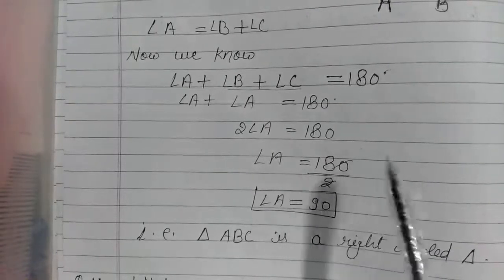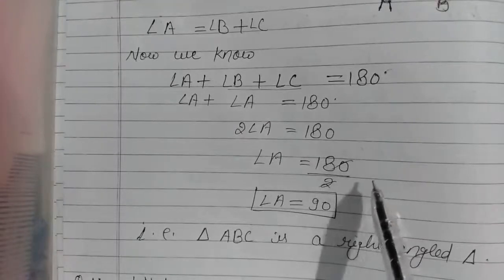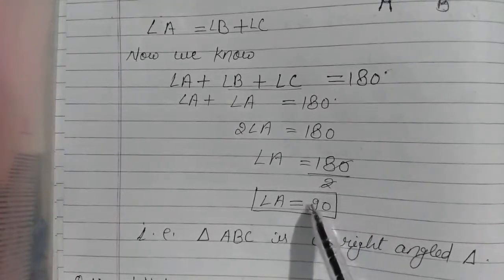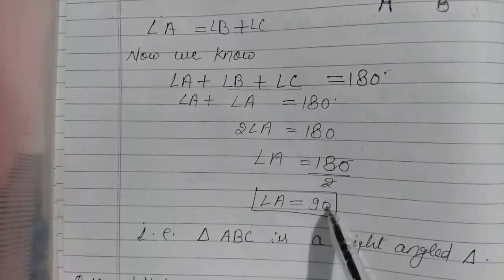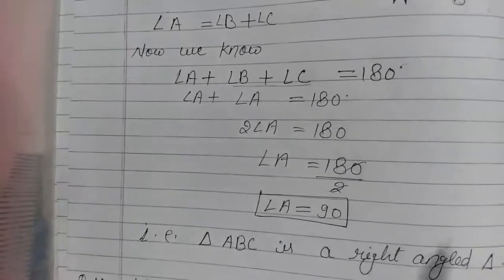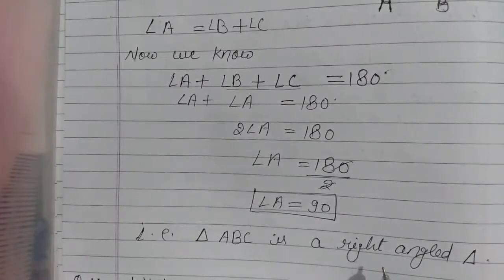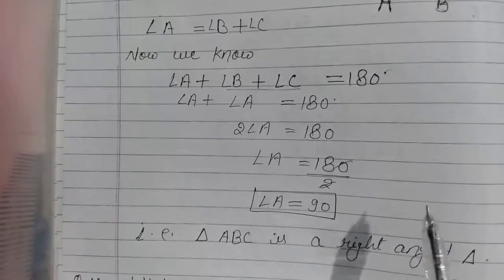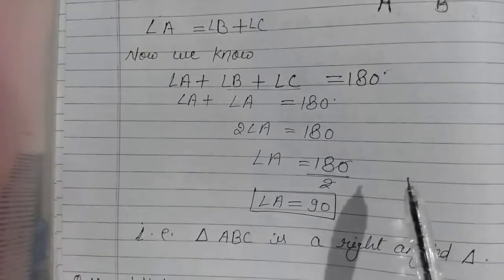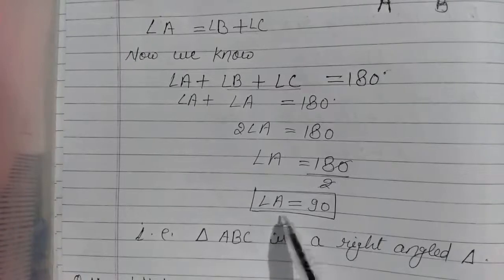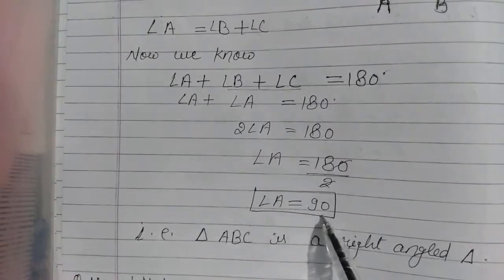That means this triangle is a right angle triangle because we have found angle A is equal to 90 degrees. In any triangle, if we get an angle of 90 degrees, that means the triangle is a right angled triangle. So we can say this triangle ABC is a right angle triangle with angle A equal to 90 degrees.